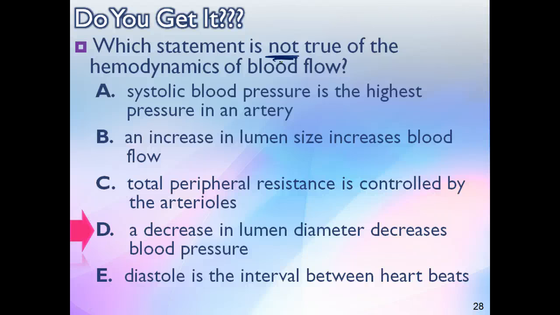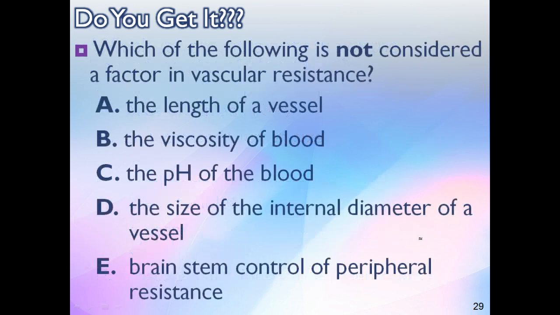In order to make D true, we would have to cross out decrease and write increase, because remember, a decrease in lumen diameter results from vasoconstriction. And anytime you vasoconstrict, blood pressure goes up. Next question. Pause if necessary as you guys think about this.